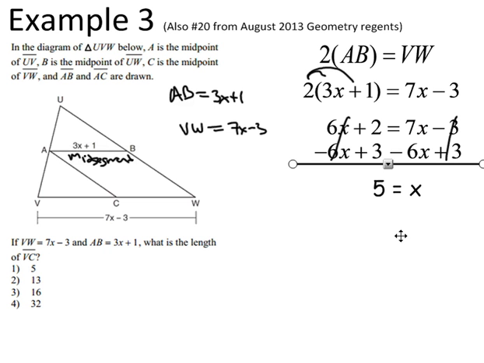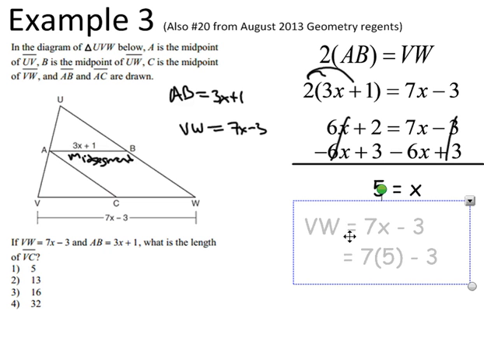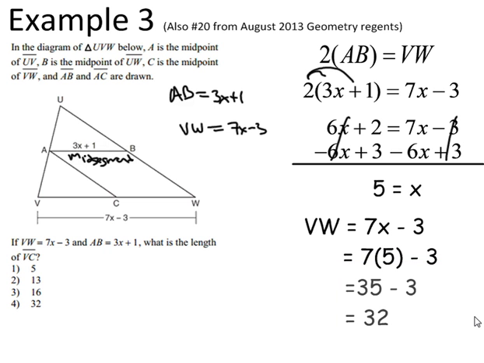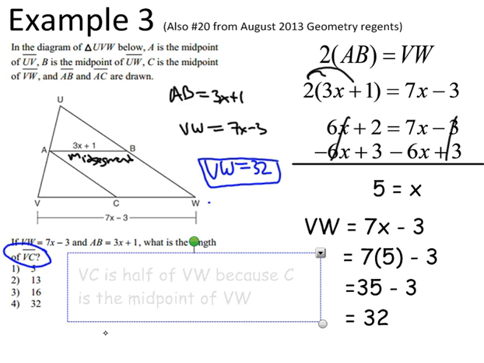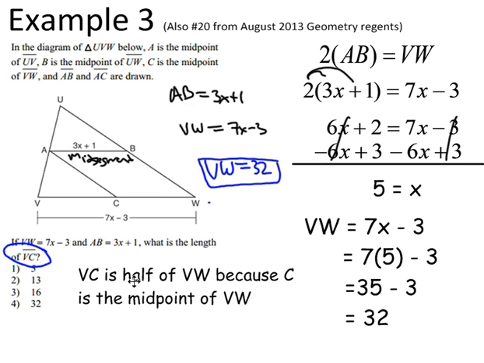Now, if that's the case, if x equals 5, then that means VW, which is 7x minus 3, is going to be equal to 32. So now I know that VW is 32. But they're not asking for VW, are they? They're asking for VC. So I know that VC is half of VW because C is the midpoint. Remember that C is the midpoint of VW. You were told that right over here.